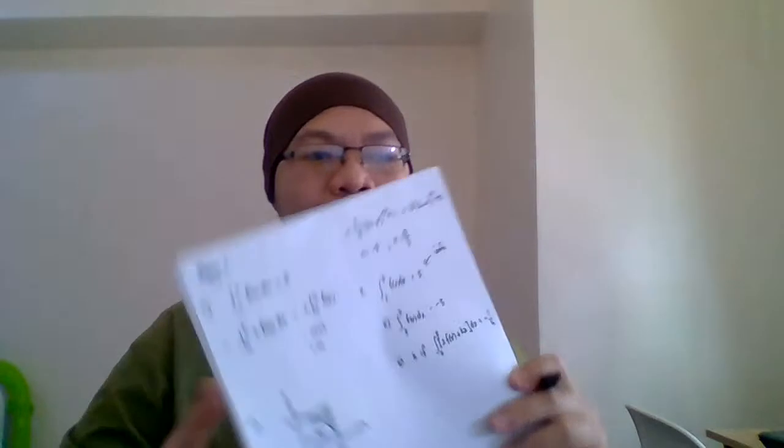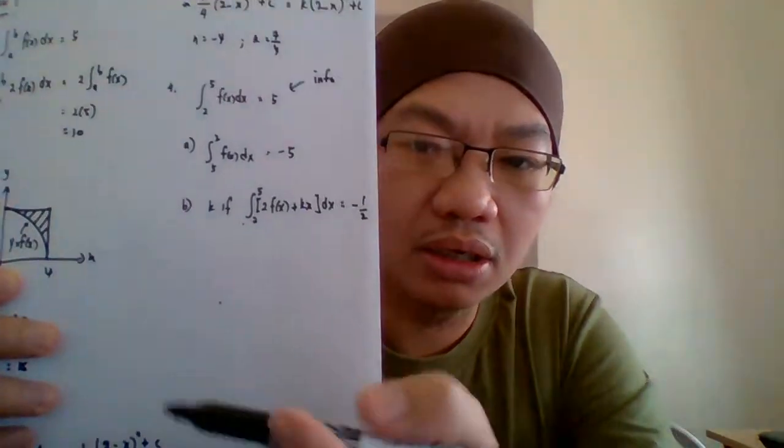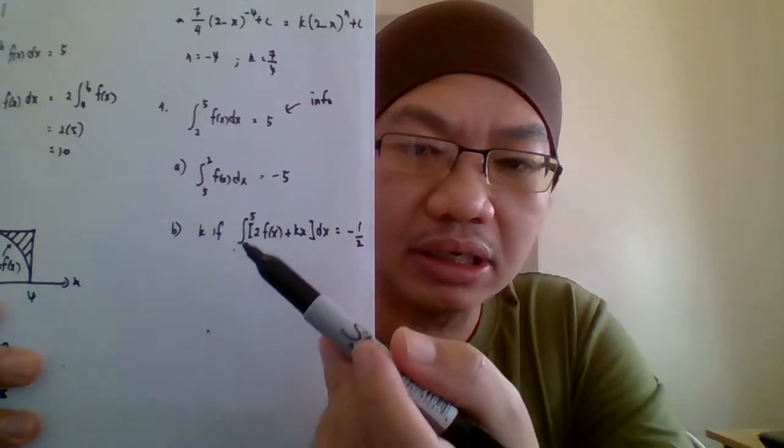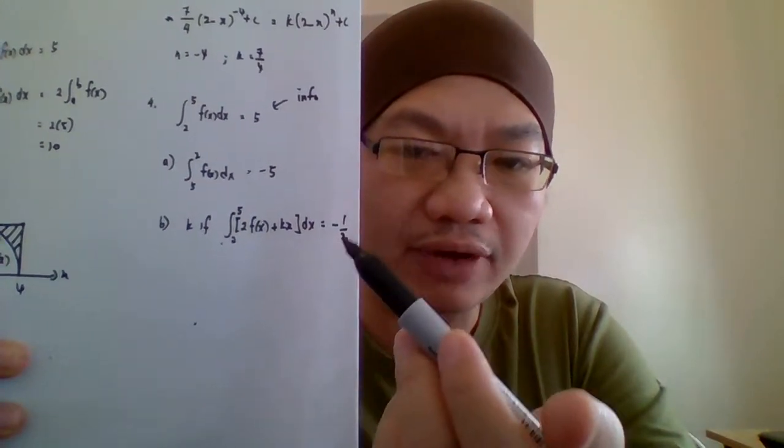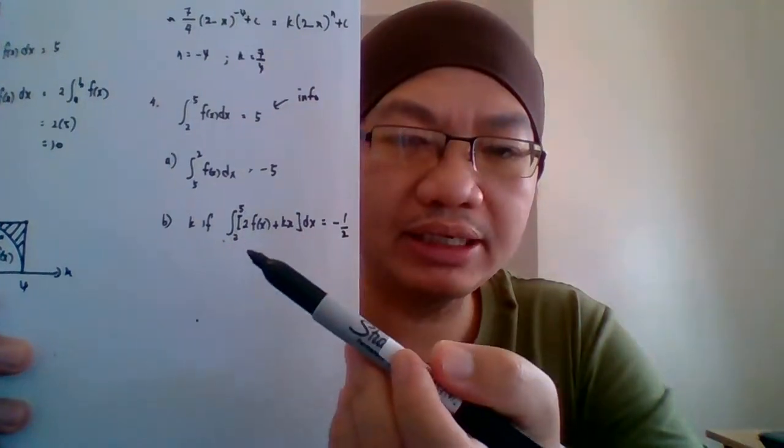Find the value of k if the integral from 2 to 5 of (f(x) + kx) dx equals negative half. Alright, now let me write down the question. If the integral from 2 to 5 of (2f(x) + kx) dx equals negative half. This is the question here. We want to find k if this whole thing equals negative half. How do we find the k here?